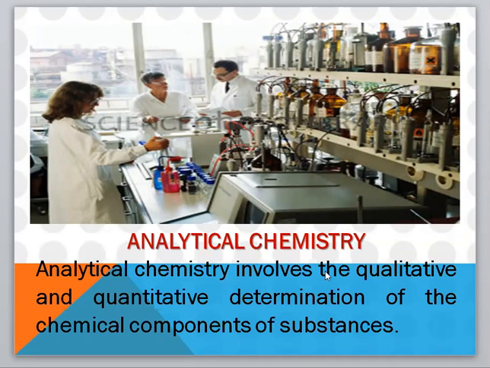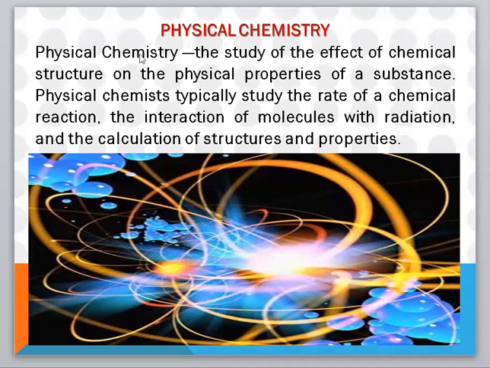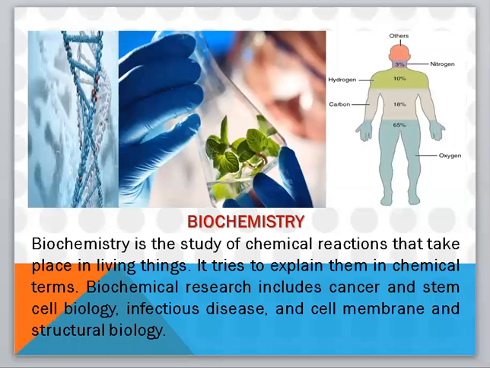Analytical chemistry involves the qualitative and quantitative determination of the chemical components of substances. Physical chemistry, the study of the effect of chemical structure on the physical properties of a substance. Physical chemists typically study the rate of chemical reaction, the interaction of molecules with radiation, and the calculation of structures and properties.